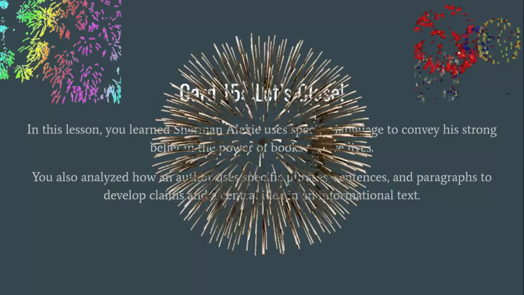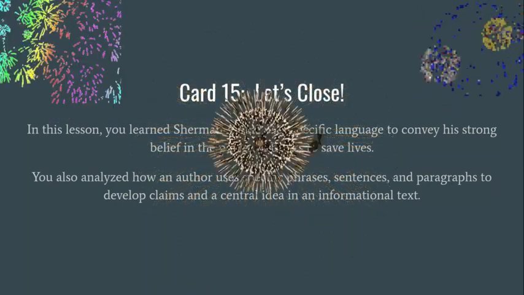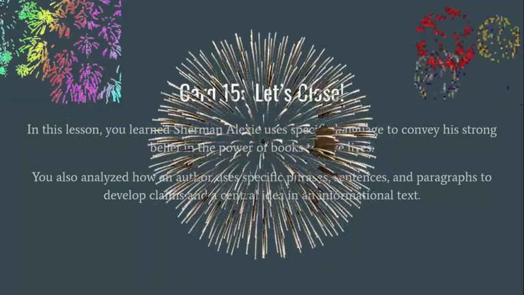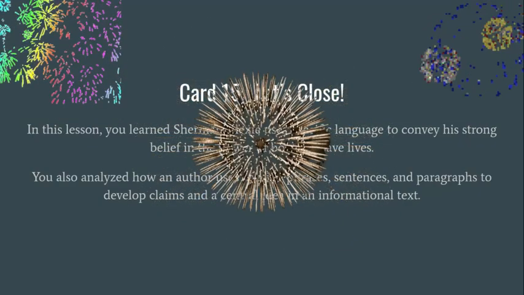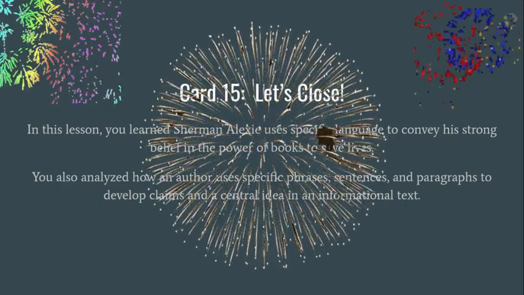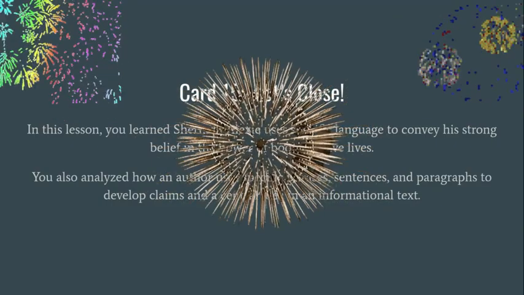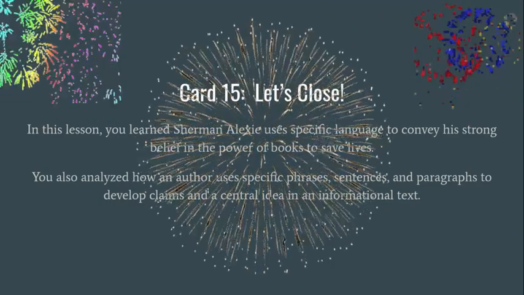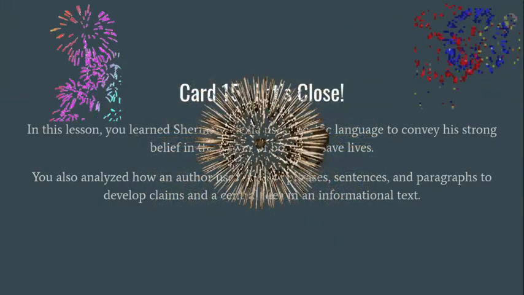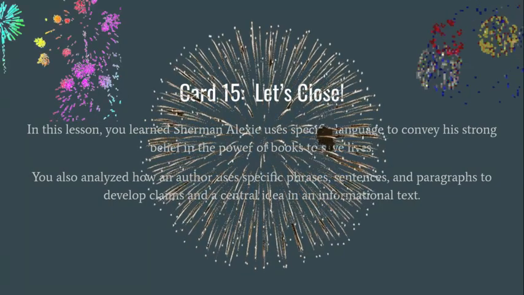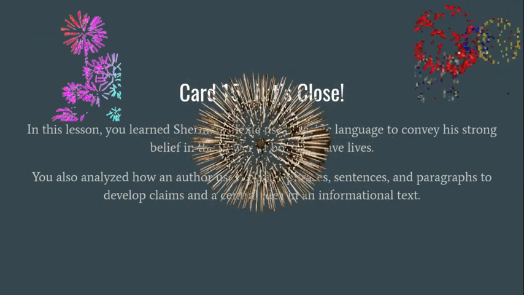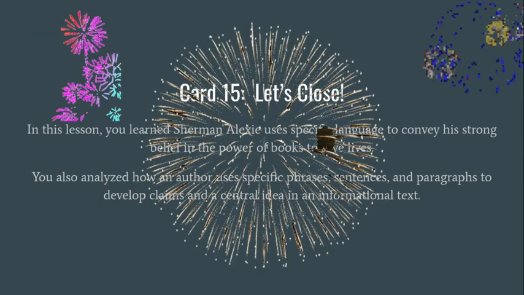Congratulations! In this lesson, you learned that Sherman Alexie uses specific language to convey his strong belief in the power of books to save lives. You also analyzed how an author uses specific phrases, sentences, and paragraphs to develop claims and a central idea in an informational text. We have now finished Lesson 2.